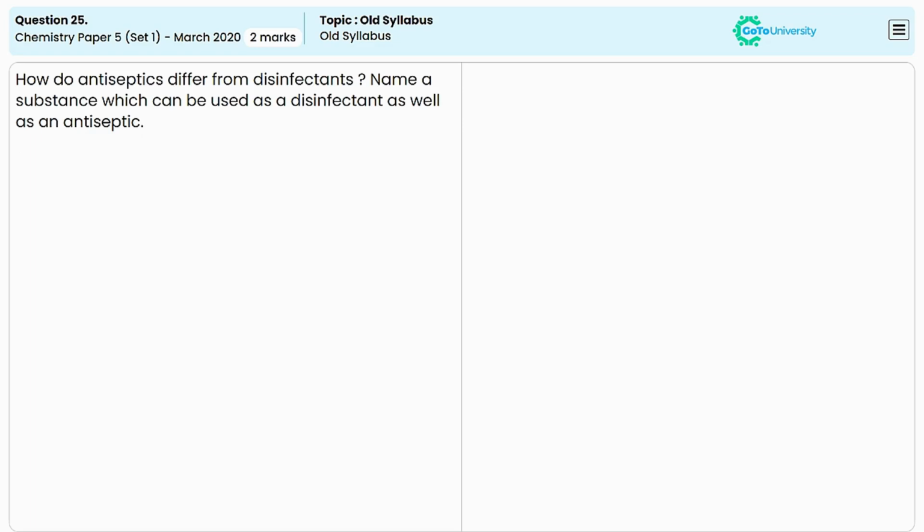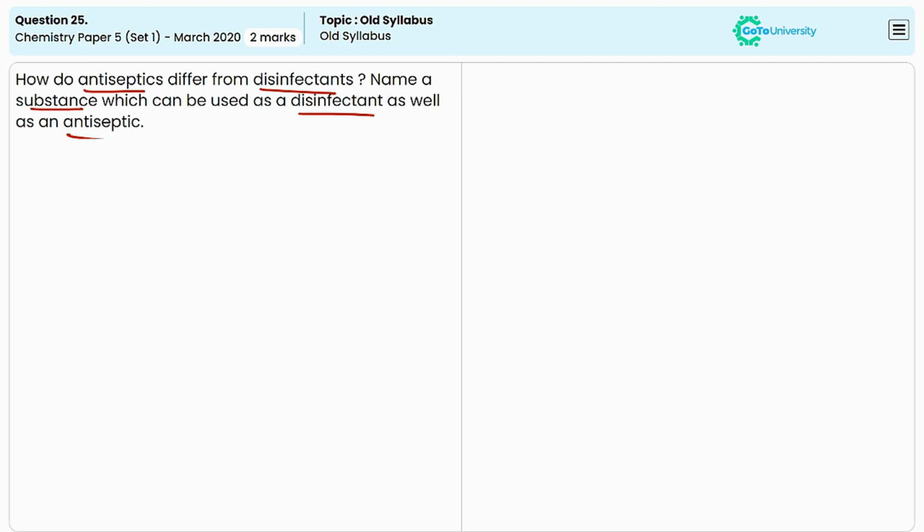Here the question is to differentiate antiseptics and disinfectants. And we also need to name a substance which can be used as a disinfectant as well as an antiseptic. Antiseptics and disinfectants both serve to control microbial growth but are used in different contexts and have different properties.